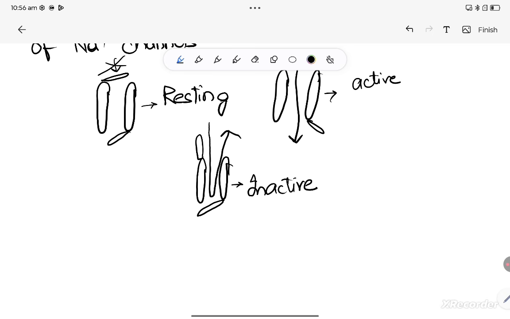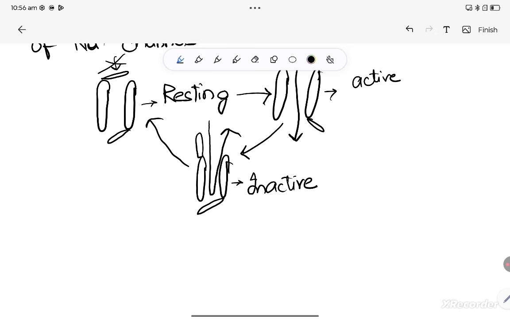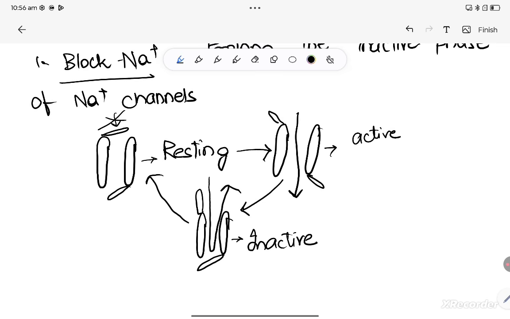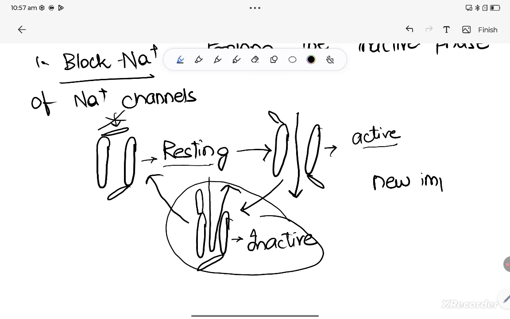Usually, sodium channels stay in resting phase. Under appropriate stimulus, they go into the active phase, which later turns into the inactive phase and slowly comes back to the resting state. Now, what my anti-epileptic drugs do is they prolong the inactive phase of sodium channels, so that the time taken from an active sodium channel to the resting sodium channel will be increased, during which no new impulse can be transmitted. This property is also called membrane stabilizing property.